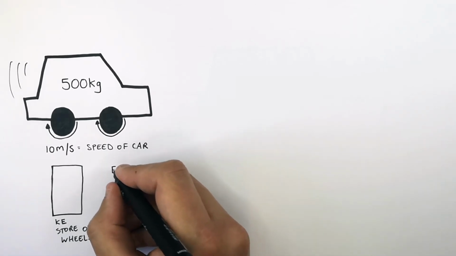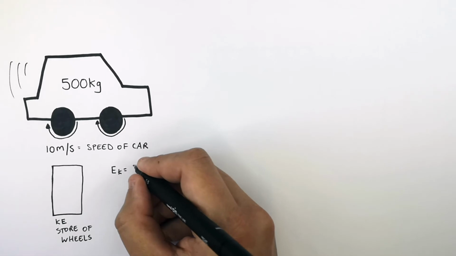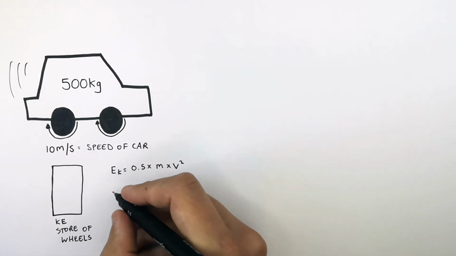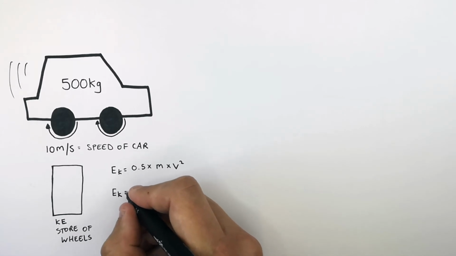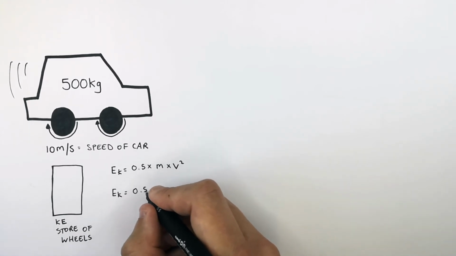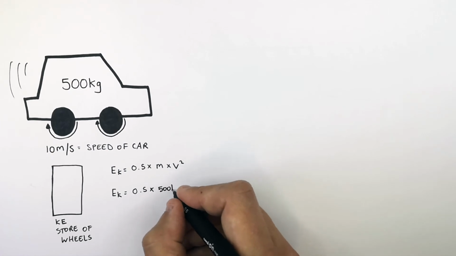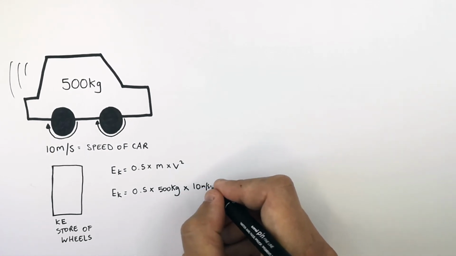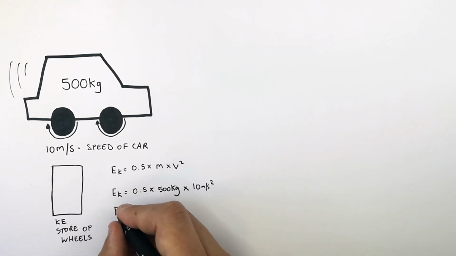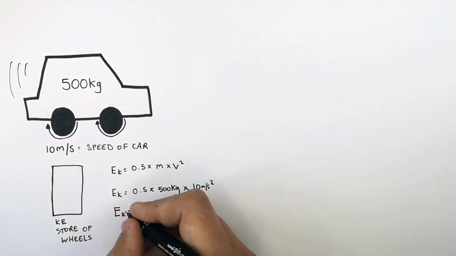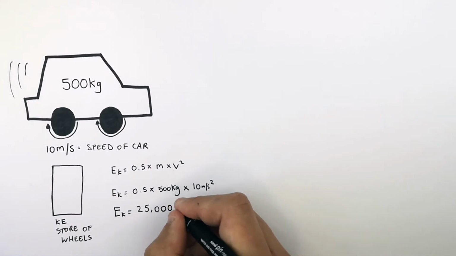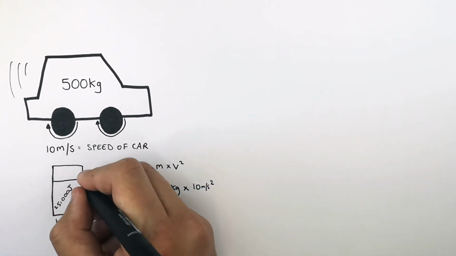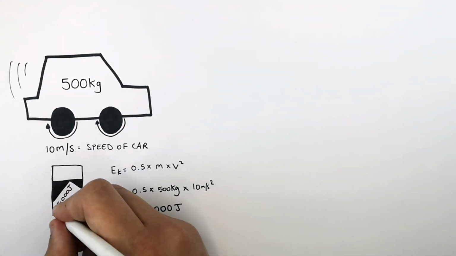So you can now recall the equation for kinetic energy. E equals 0.5 times mass times speed squared. So now you substitute in the numbers because there's no need to rearrange. E equals 0.5 times mass, 500 kilograms, times the speed squared. So that's going to be 10 squared. So that gives you a kinetic energy stored in the wheels of the car of 25,000 joules. So we've calculated that there's 25,000 joules in the kinetic energy store of the wheels.